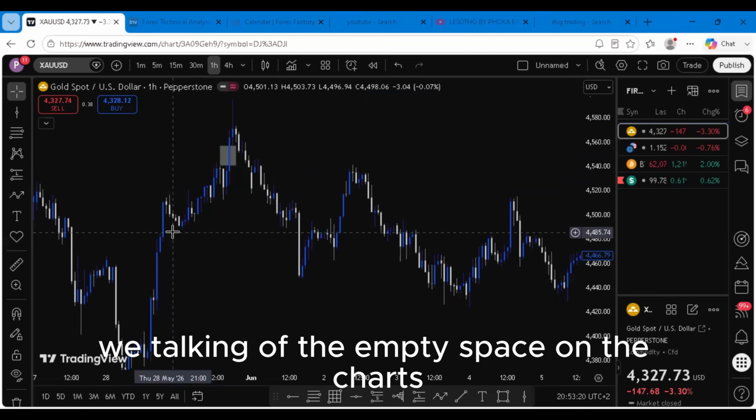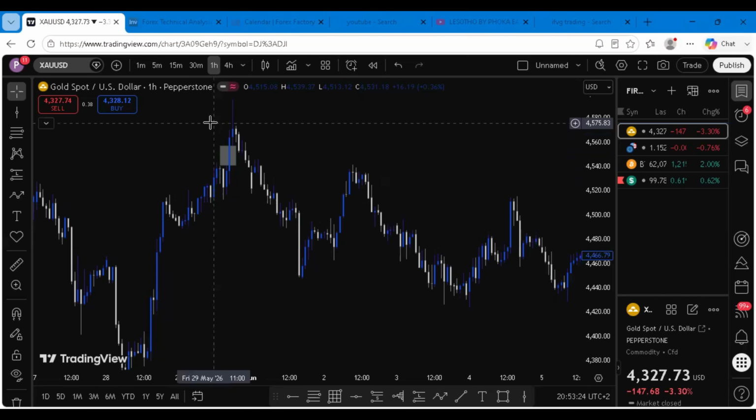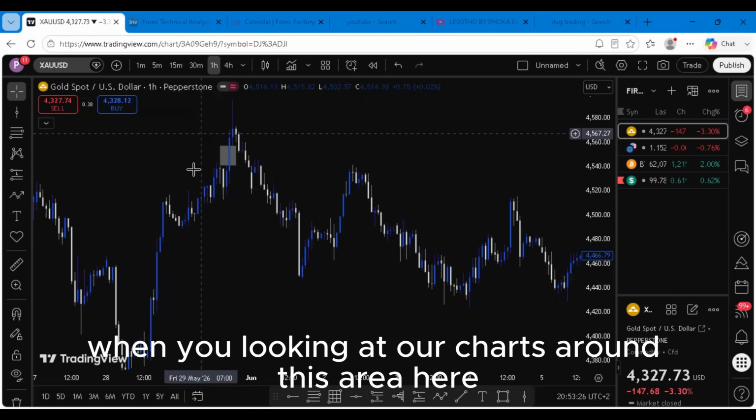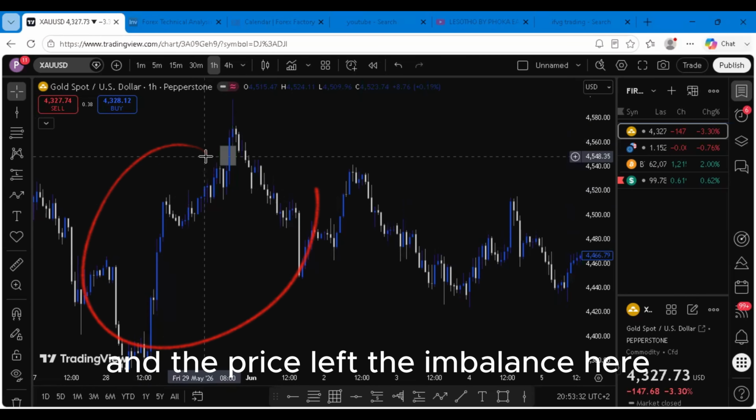We're talking of the empty space on the charts where the price moved too fast. When you're looking at our charts around this area here, you can see we had the impulsive move around this area and the price left the imbalance here.